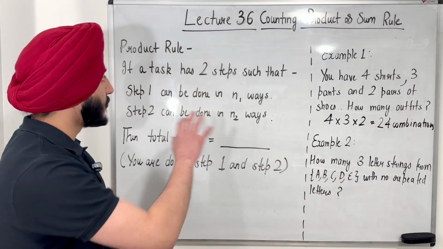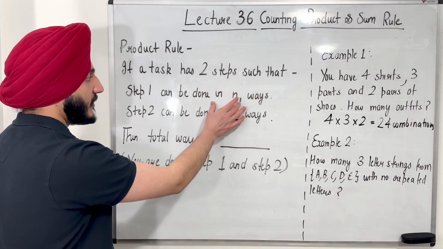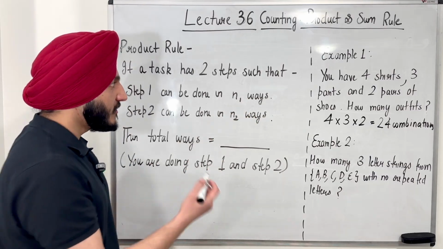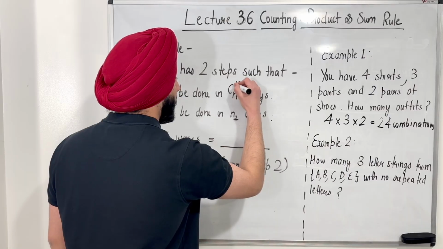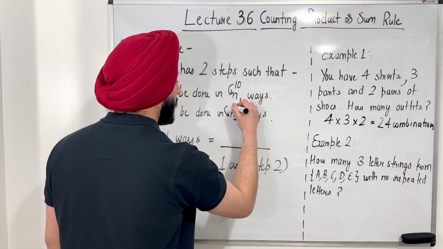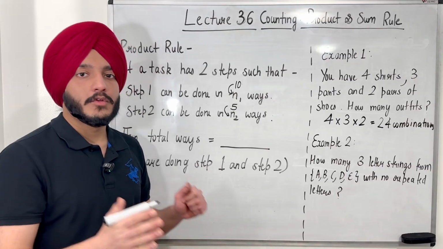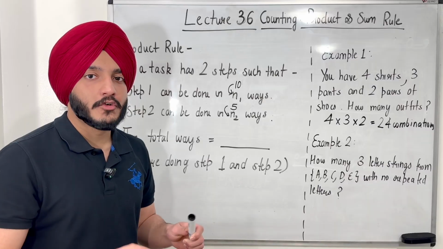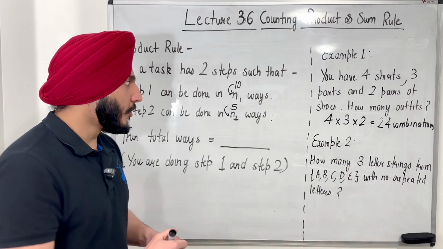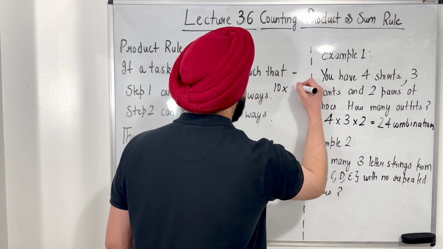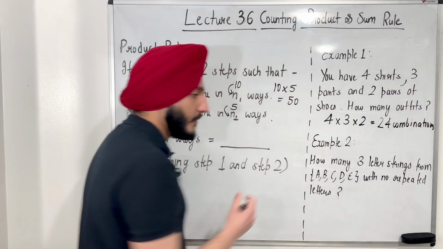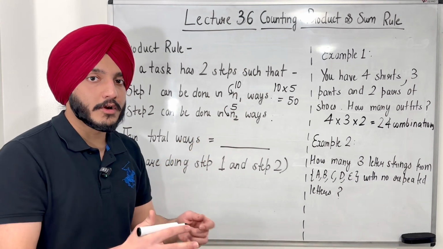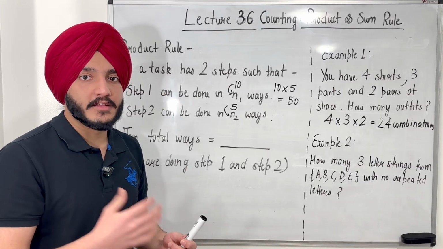So now let's get back to this problem, right? If a task has 2 steps, such that step 1 can be done in n1 ways and step 2 can be done in n2 ways, right? So let's just say n1 is 10. Let's just assume for now it's 10, and let's say n2 is 5. So you have 10 ways you can do step 1 and 5 ways you can do step 2. So how many combinations would there be? What would be the total count? If you think about it, it would simply be 10 multiplied by 5, which is equal to 50 ways, right? So if n1 was 10 and n2 was 5, you would have 50 different combinations, or 50 different ways of doing this task, right?